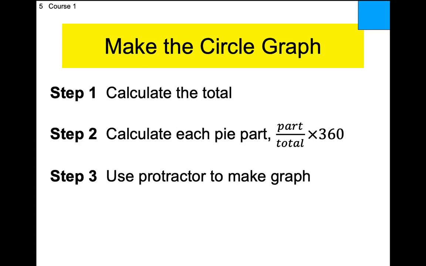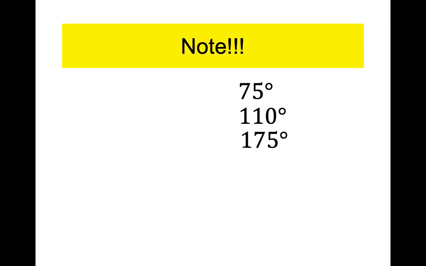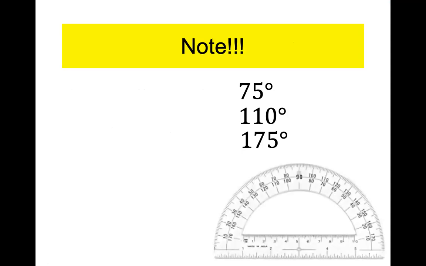All right, don't panic. I'll show you how to do one. Quick note, let's say that you had 3 parts, right? And you calculated those using that formula, and you got 75 degrees, 110 degrees, and 175 degrees. So what would you do? Step number 1 is, well, you got to find a protractor because we got to measure those angles.